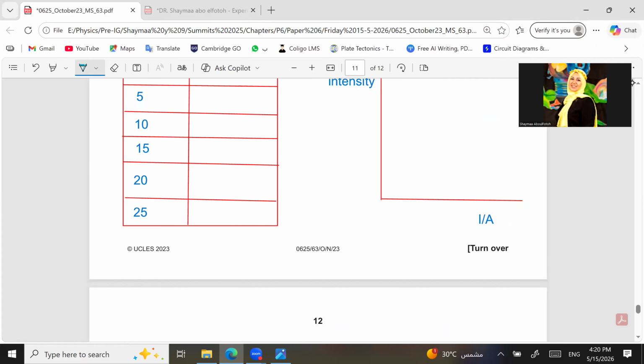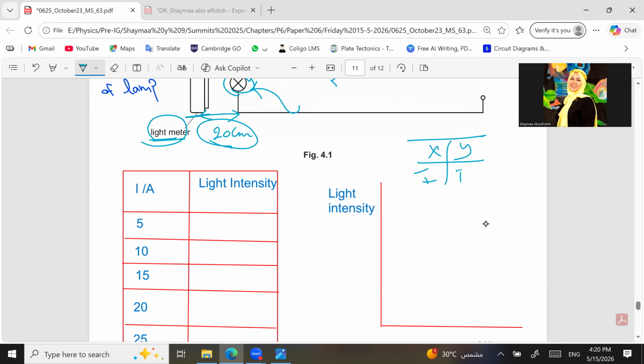I said before, as we have the graph, we have x and y, independent variable and dependent variable. On the graph, the same, we have x and y. The x will be the independent variable and the y will be the dependent variable. The graph is the same as the table. So I have current, I slash ampere. I have to mention the unit.